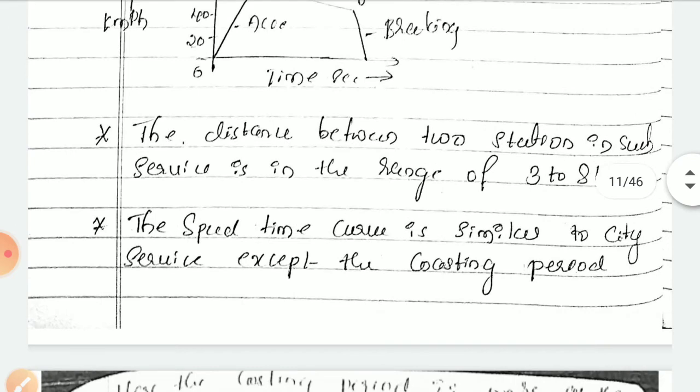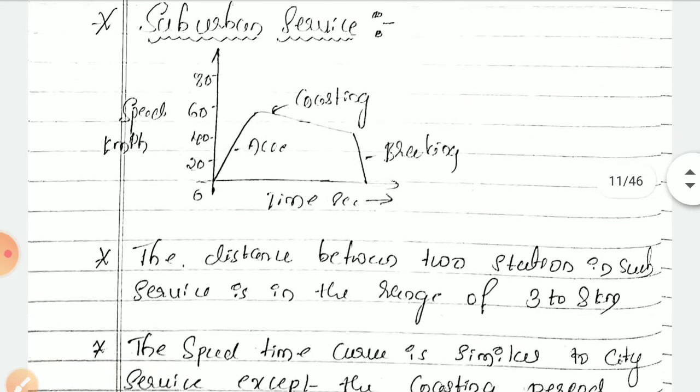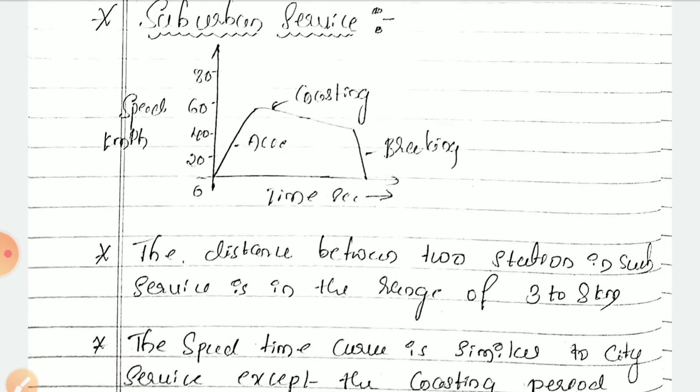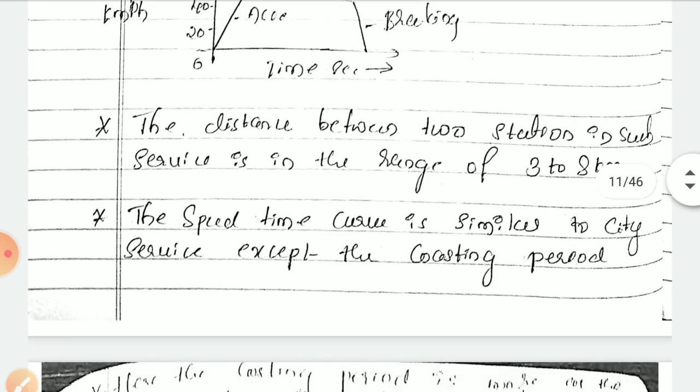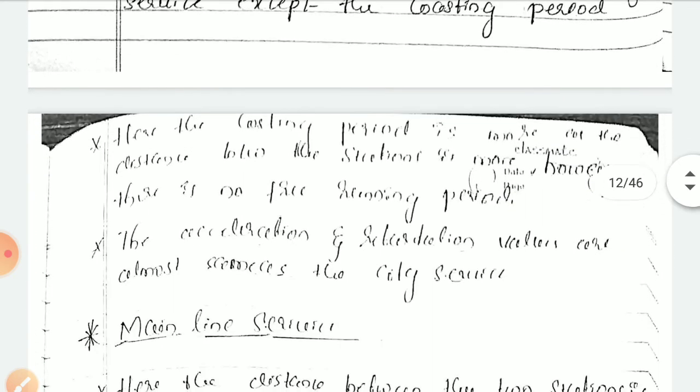Okay, so that is called a suburban service. Here the distance is around 3 to 8 kilometers, and the speed time curve is similar to that of the city service, except for the coasting period. Here the coasting period is longer, so the distance between the stations is also more. However, there is no free running period in this category.